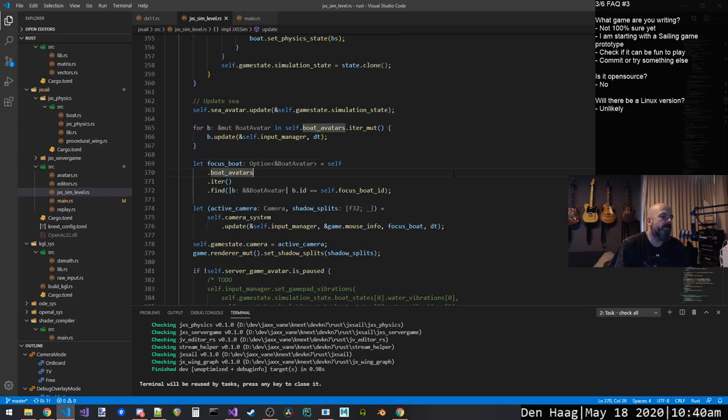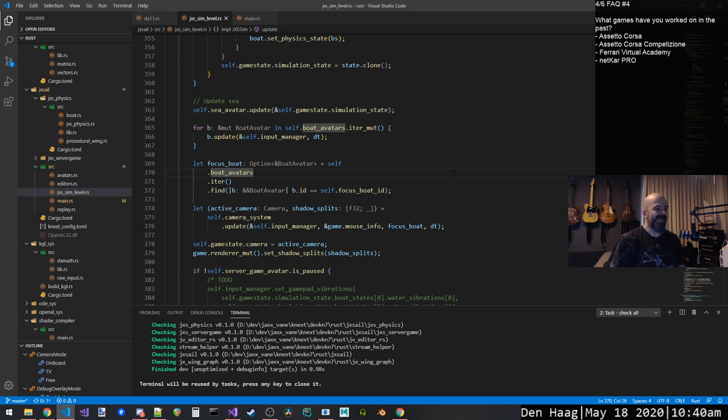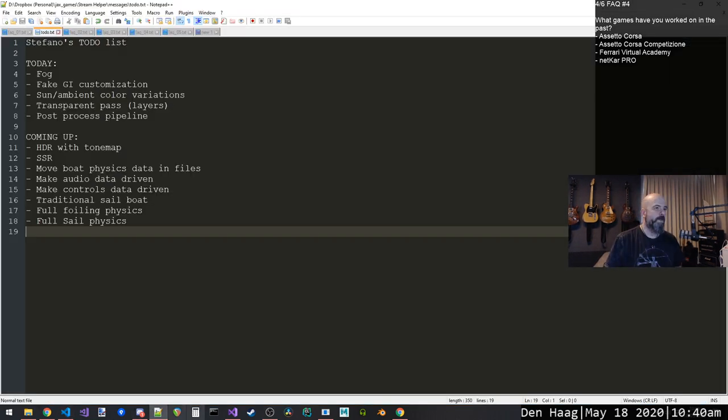So that's good. It doesn't require me to do any cloning of the information, which was what I was doing last Friday. And if you remember, I was extremely unhappy about it all. Right, okay, so let's move on to what we are going to do today, which is, let's start with fog.